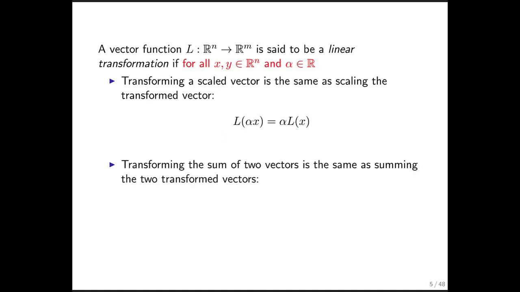Also, it has to be the case that if you sum two vectors first and then transform, you get the same result as if you first transform the two vectors and then sum them. So for all vectors x and y, you can sum the vectors first and then transform, or you can transform the vectors first and then sum. All vector functions that have both of these properties are called linear transformations.